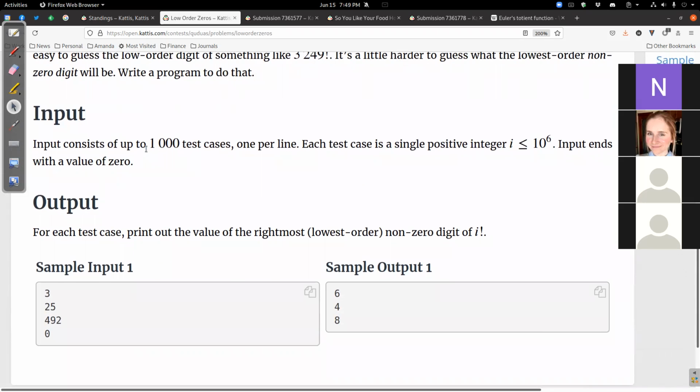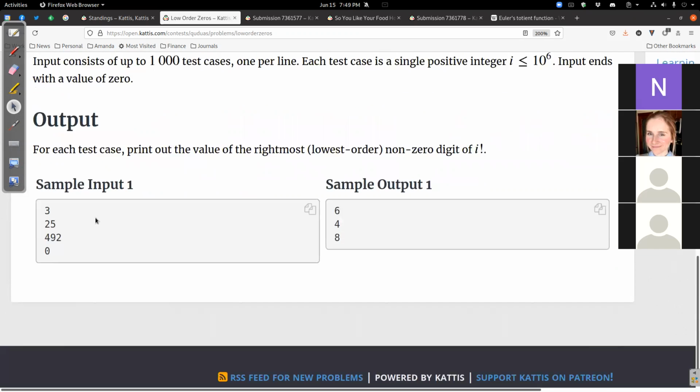Okay, so input consists of up to 1,000 test cases. Each test case has a single positive integer I, less than or equal to 1 million. Input ends with a value of 0. For each test case, print out the value of the rightmost lowest order non-zero digit of I factorial. So 3 factorial is 6. So no problem, 6. 25 factorial.